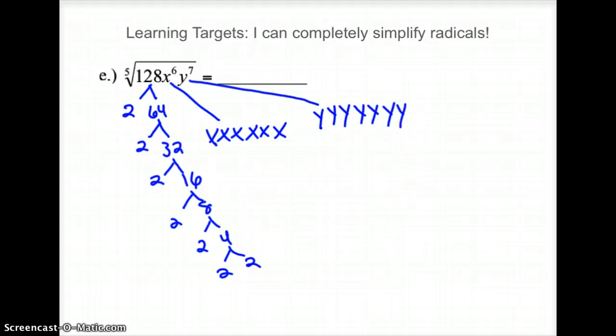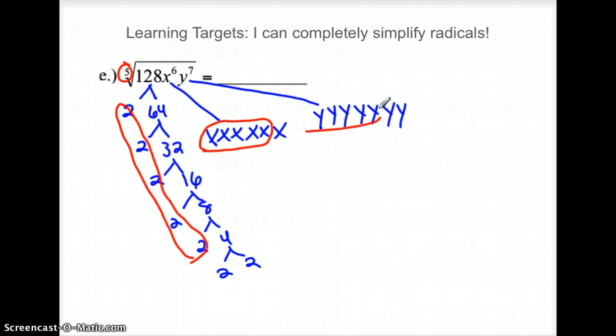Oops, I need one more. Okay. I need 5 to make a set. So I definitely have enough 2's. I definitely have enough x's. And I definitely have enough y's. All right. So however many sets, from each set, one of those numbers comes out. So a 2 is going to come out. Let's write in purple. So a 2 will come out, an x will come out, and a y will come out. That's one from each set that I had.